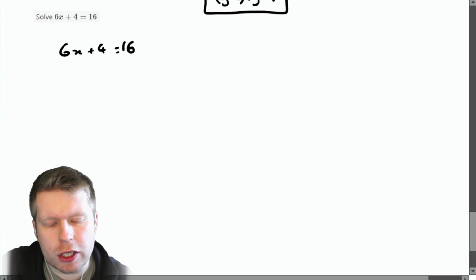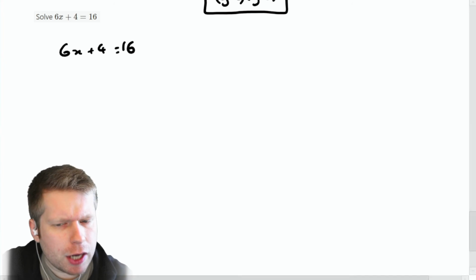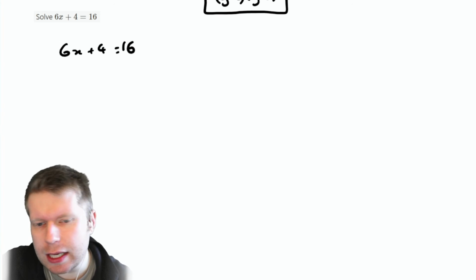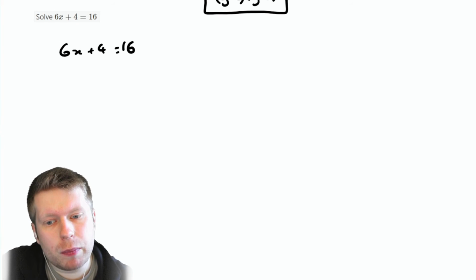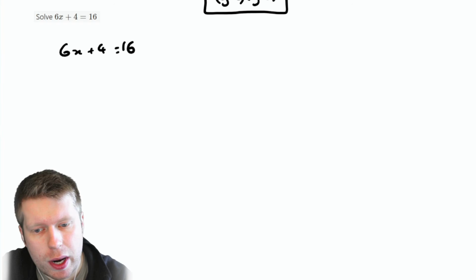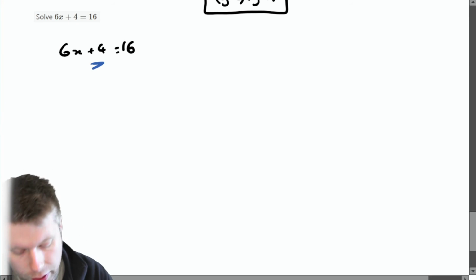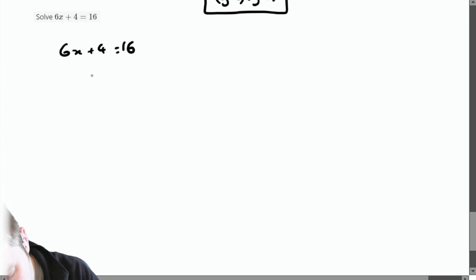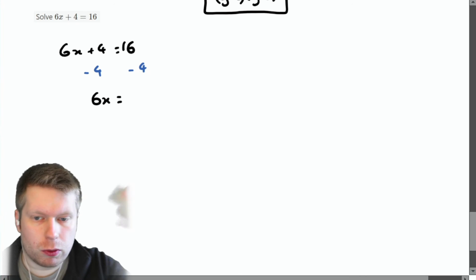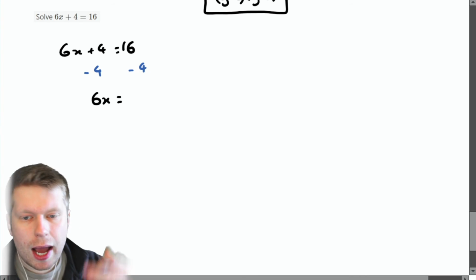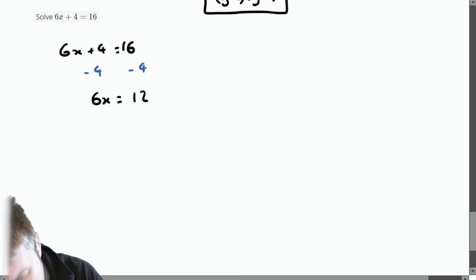Now you could probably do this with trial and error. You could think, a number times 6 plus 4 equals 16. What I'm going to do though is I am going to reverse this equation. So I want to get rid of the plus 4 from the left-hand side. So the way that I can do that is literally by subtracting 4 from both sides of the equation. So on the left-hand side, I'm just left with 6x, because of course 4 take away 4 is just 0. And then 16 take away 4, that's going to give me 12.